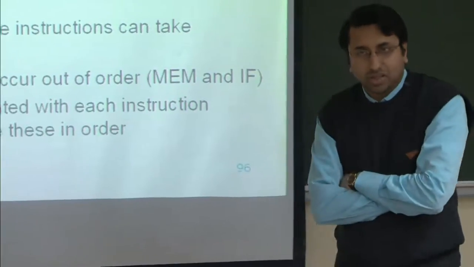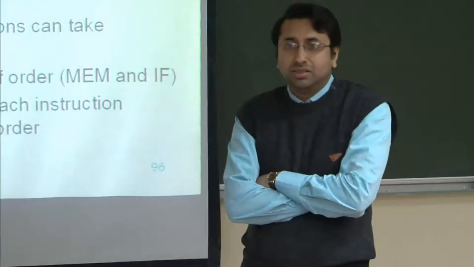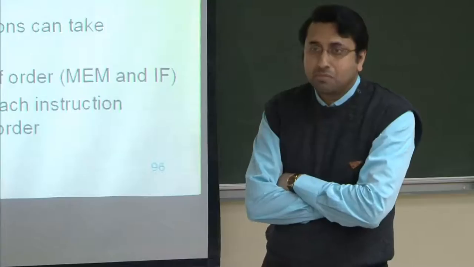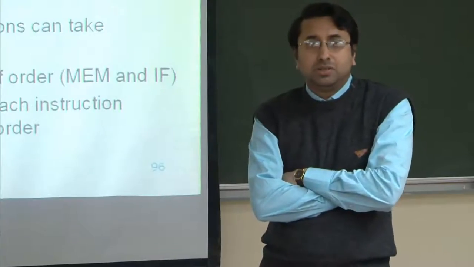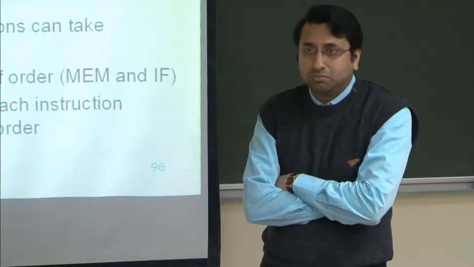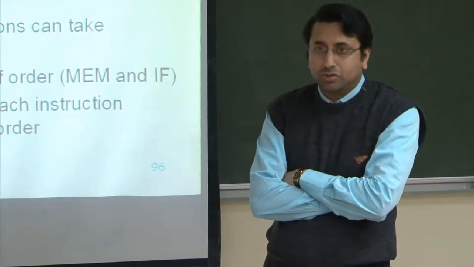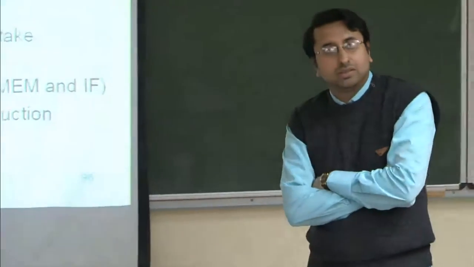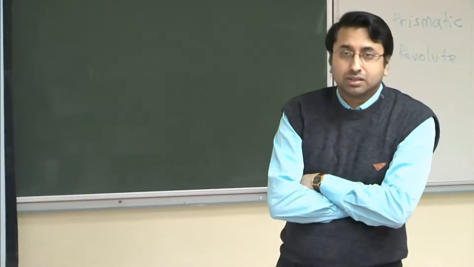We have a bunch of sources, right? It can be PC plus 4, it can be predicted. Really, if it is PC plus 4 all the time, it cannot ever be non-zero modulo 4. It will always be 0 modulo 4. What about the predicted ones?